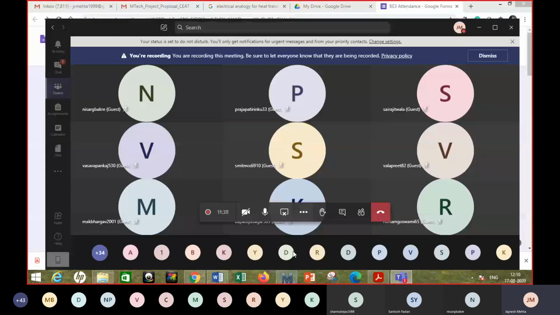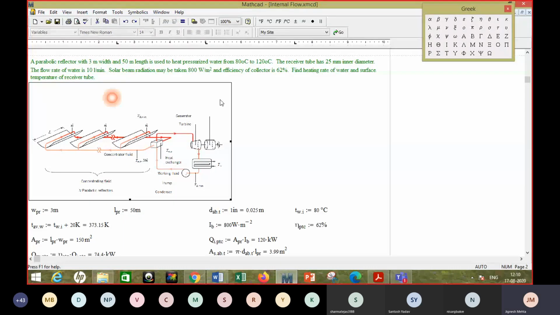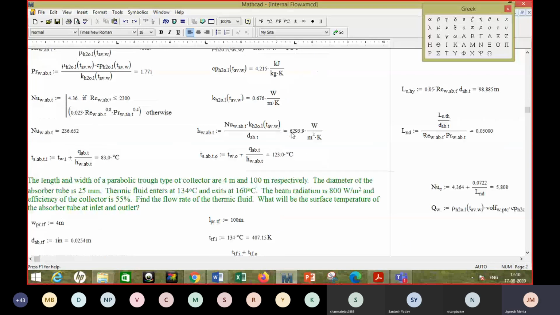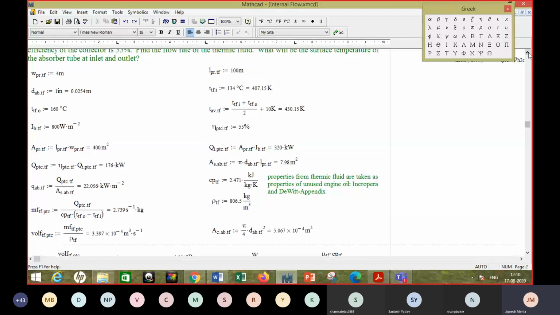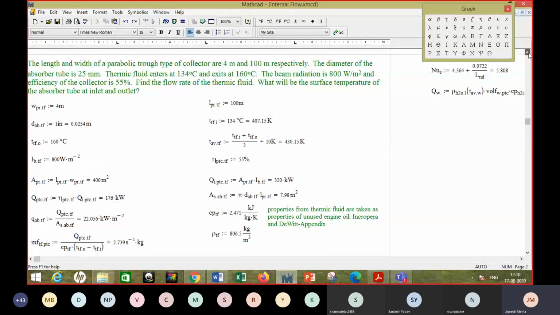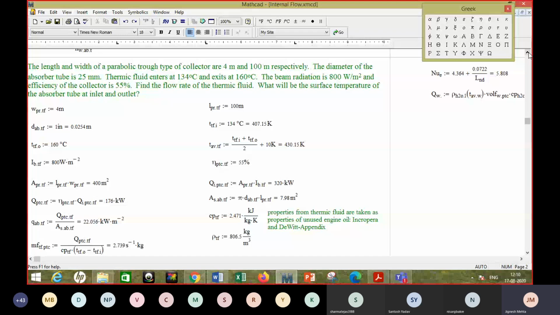And in this example, it is for water. Another example is done for properties of thermic fluid, right? The properties of thermic fluid are the properties of oil. So in this class, we are going to solve it for the thermic fluid, and the data for the water will be given to you, and you can solve it as an assignment or homework.